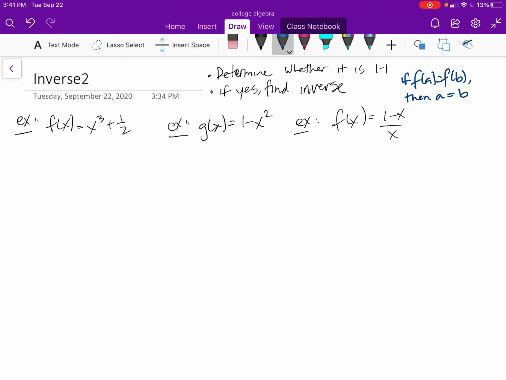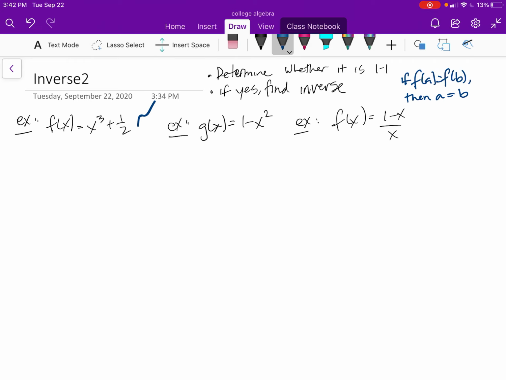So again, on a graph, a one-to-one function is much easier to see. But algebraically, how do I know? I don't really want to graph all of these. How do I know if it's one-to-one? So the first thing we need to do is determine, is it a function? With an x to the third, just understanding a basic about graphing, I know it's going to be a function.